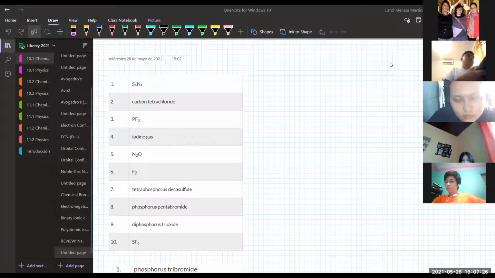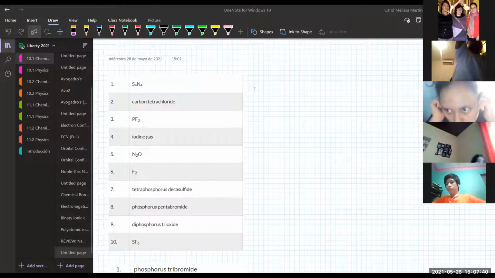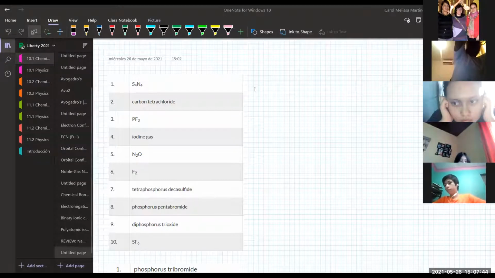Okay. So as I was saying in the beginning, this is about naming, and the first 10 exercises are only for covalent compounds. How do I know they are covalent compounds? I'm gonna write the name. Sorry. How do I know they are covalent? You just have to take a look at the elements.